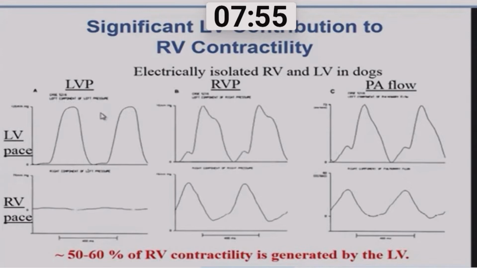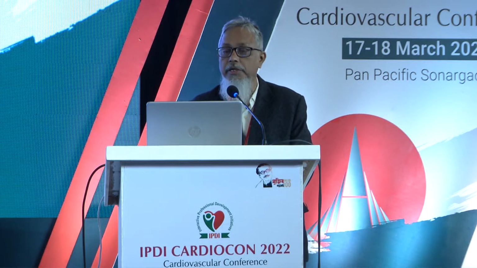An elegant study also showed that when only the left ventricle was connected with the electrical impulse, with no connection of the left ventricle with the right ventricle, there was a pressure curve in the right ventricle and pulmonary flow. It again proves the independence of the right ventricle.